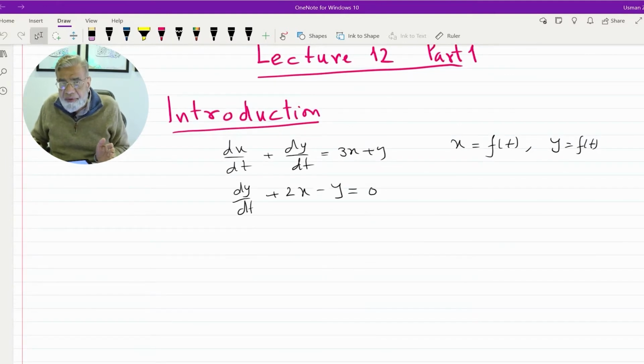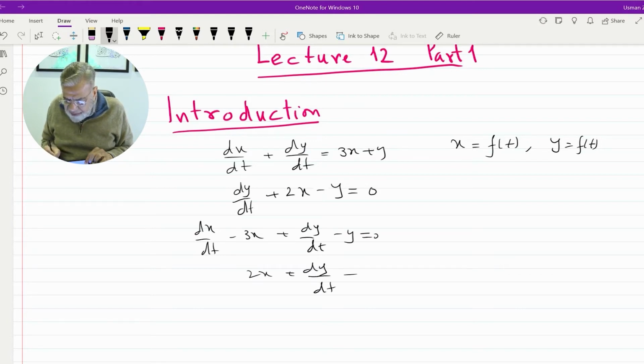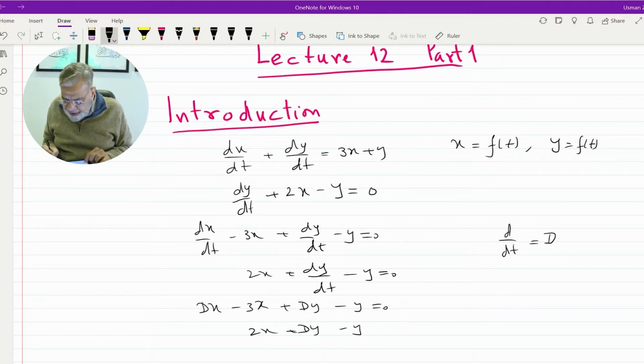For example, I take all the variables to one side. So I can write dx by dt minus 3x plus dy by dt minus y equal to 0. And here we have 2x, so first we write x and then we write y, dy by dt minus y equal to 0. Moreover, we can simplify this: we take dx by dt as a differential operator and write it as D. So I can write Dx minus 3x plus Dy minus y equal to 0. And my second equation is 2x plus Dy minus y equal to 0.